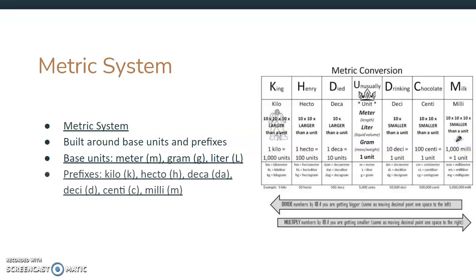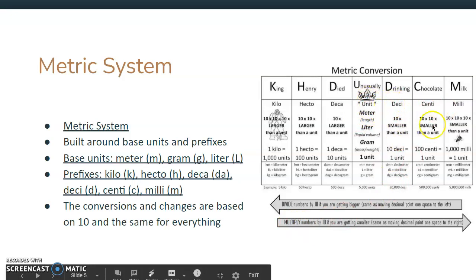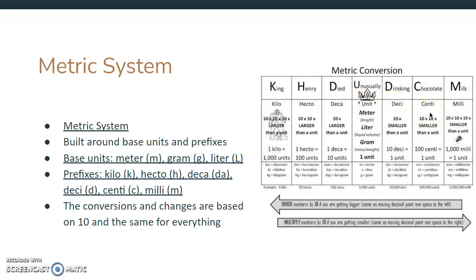And then our prefixes are kilo, hecto, deca, our base unit, deci, centi, and milli. The idea behind this is they're all based on tens. Our conversions are really cool because just by going up from a meter to a decameter, we can divide by 10, and that's how we will convert. Or if we start at a meter and go to a decimeter, we can multiply by 10, and then multiply by 10 again to go to a centimeter.